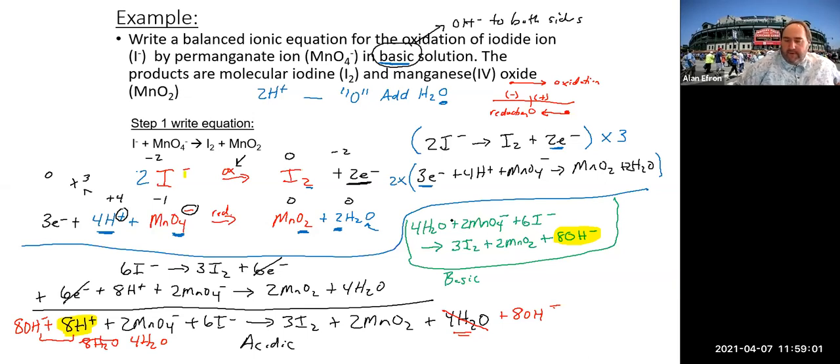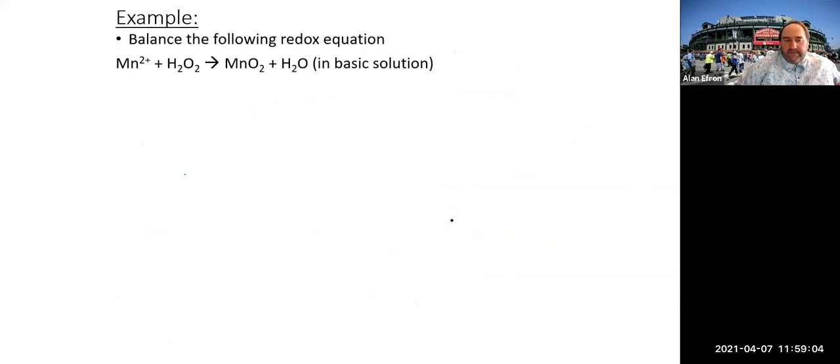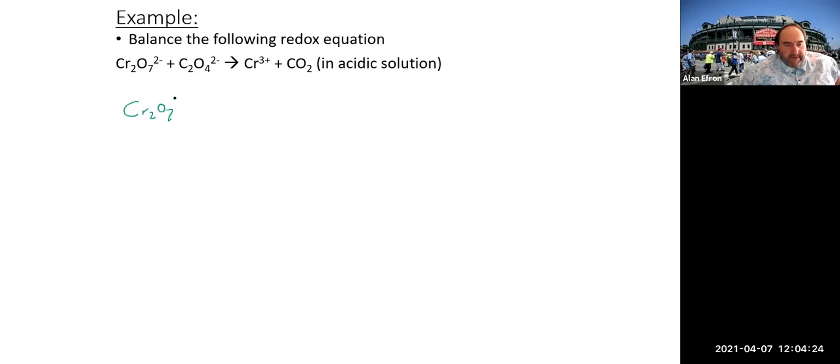Okay, why don't we try one more just to make sure. We'll skip this one. Let's try this one here. Let's balance this guy in acidic solution, see what you come up with, and we'll talk about it here in just a second. Chromium, so Cr2O7 2 minus going to our Cr3 plus. We also have our oxalate there, C2O4 2 minus, going to our CO2. Both of them have carbon, which is the thing that ties them together.